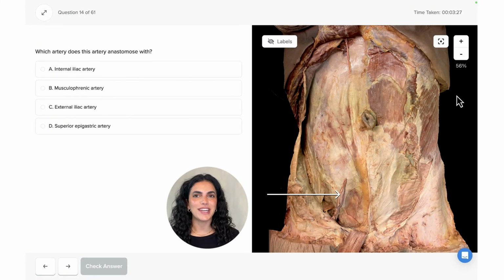Which artery does this artery anastomose with? Gabby here from bootcamp.com, and in this dissection here, we're looking at the anterior abdominal wall.